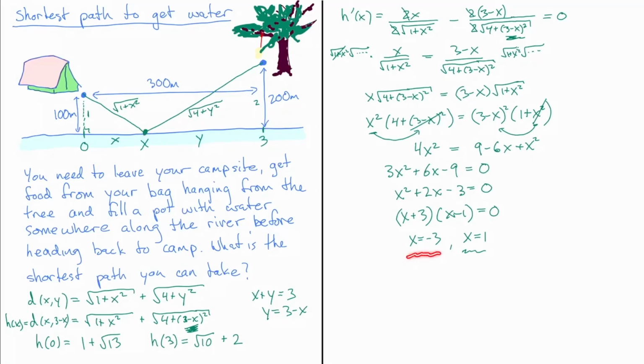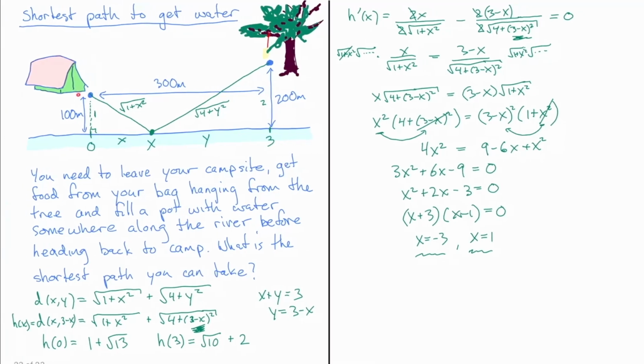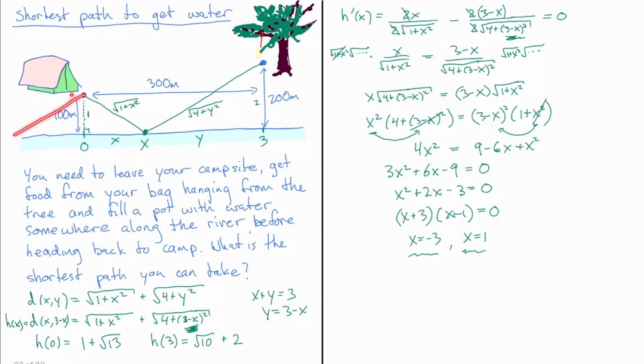But what about this one? x equal minus 3. That's way down here. And there it seems a little bit odd that I would get a critical point, because it seems like the further off to the left I go, the longer that path is going to keep on getting, because both paths, from campsite to river and river to tree, are both increasing. So this is a very strange one.